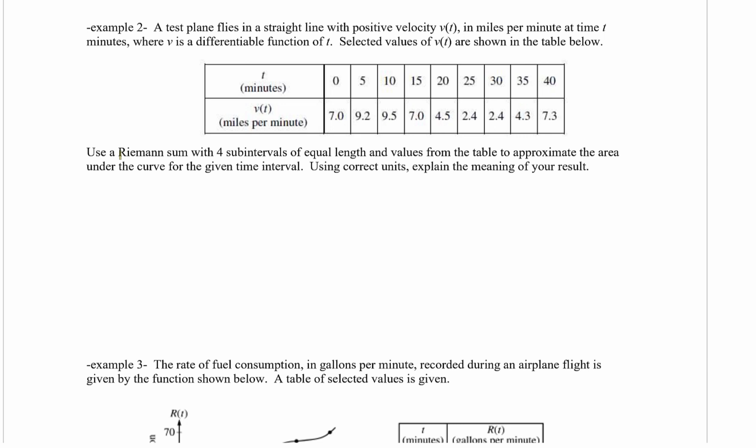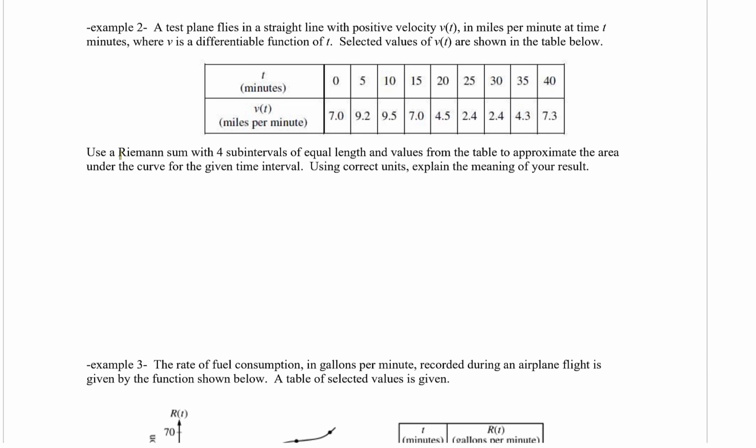Use a Riemann sum with 4 subintervals of equal length and values from the table to approximate the area under the curve for the given time interval. Using correct units, explain the meaning of your result. But the key part here is that we need to use a Riemann sum with 4 subintervals of equal length and values from the table to approximate the area. So why don't we go ahead and highlight that part in yellow so it stands out and we know exactly what it is we're trying to do here.